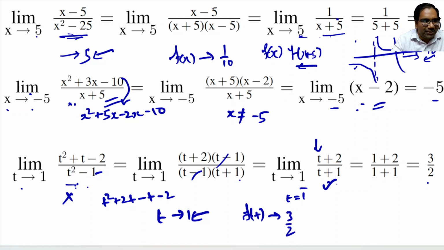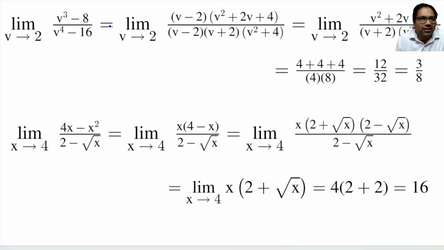Right, let us take one more case. Another case: v cube minus 8 by v power 4 minus 16, with v approaching 2. Here again, 16 minus 16 will become 0, so it is useless. We have to remove v minus 2 from the denominator. How do we do this? Let's factor this. This is in the form of a square minus b square, that is (v square) whole square minus 4 square. Right. This becomes (v square plus 4) into (v square minus 4).